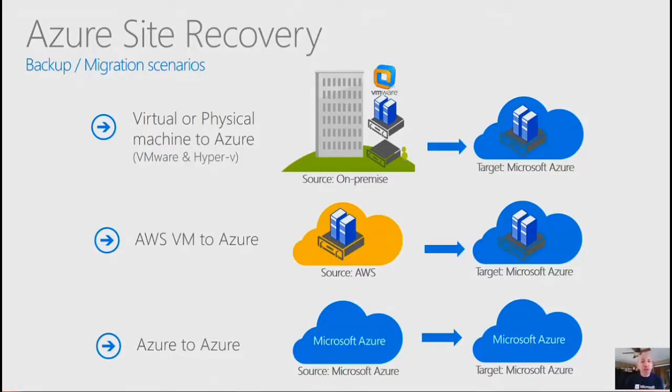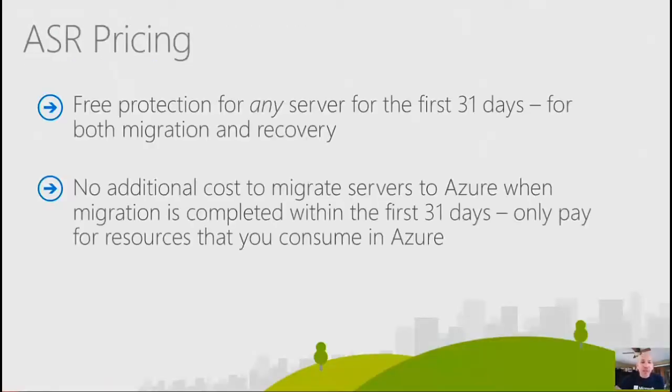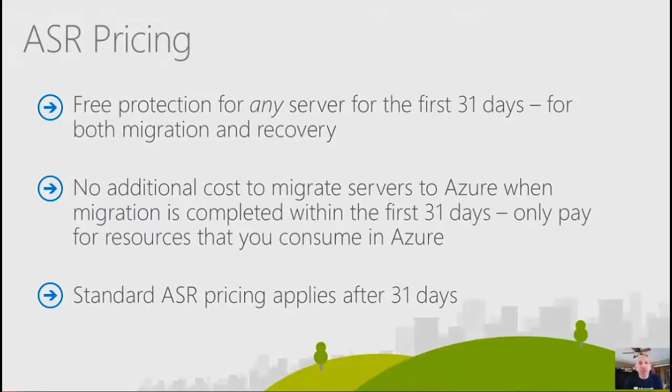You can even use it to migrate AWS or Amazon VMs into Azure. We can even migrate from one Azure region to another Azure region with little downtime using ASR. So ASR is kind of great for multiple scenarios there. And the way we price it is interesting because ASR is free for the first 31 days. So why is that? So you can use it like your Ginsu knife for migration, because you can just do that in the first 31 days and then not have to pay for the recovery process.